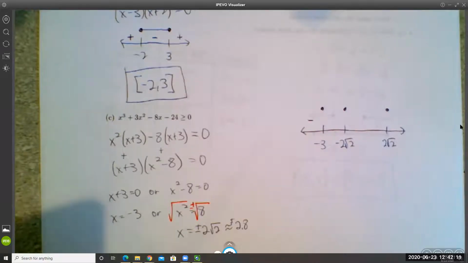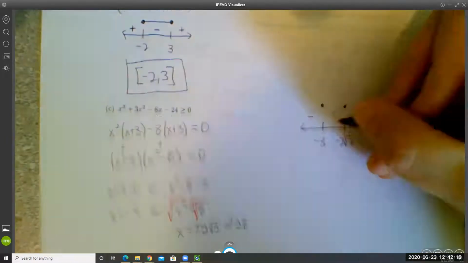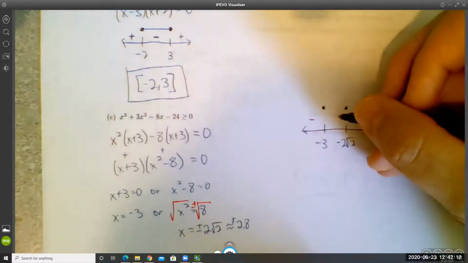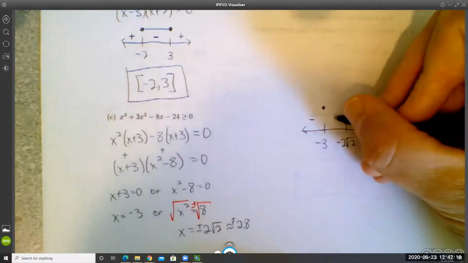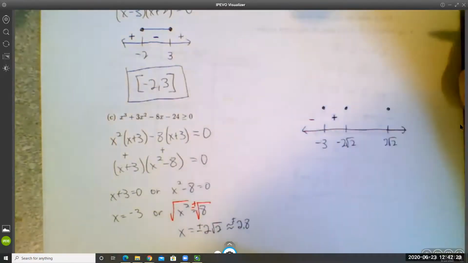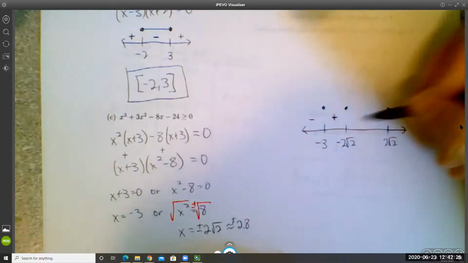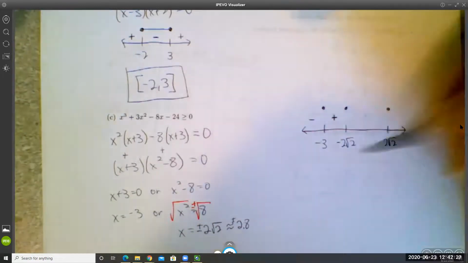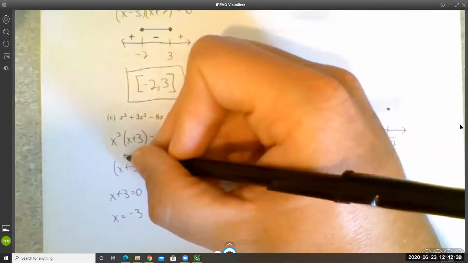Is going to be positive, right? It's about 0.41, or it's exactly equal to 0.41. Anyway, so it's positive in this region. Okay. Something between negative 2 root 2 and positive 2 root 2, like 0. If I plug in 0, I'm going to get a positive there.